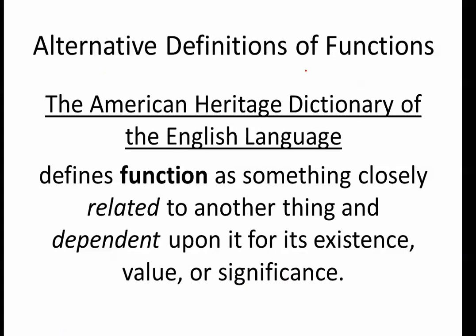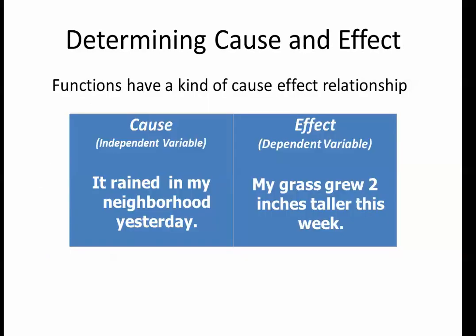Okay, the alternative definition of functions. Well, according to the American Heritage Dictionary of English Language, it defines a function as something closely related to another thing and dependent upon it for its existence. So functions have what we call dependency. Okay, so in order for the dependent value to be significant, it must have an independent value that determines that dependent value. And we're going to talk more about that.